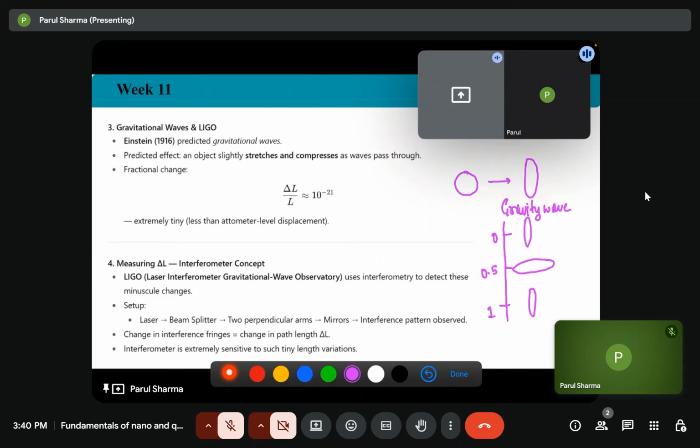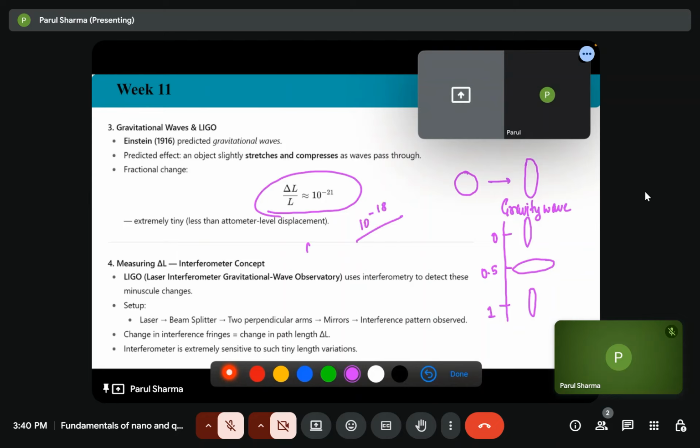So that delta L by L is of the order of 10 raised to power minus 21 nanometer, that is less than the attometer. Attometer is of the order of 10 raised to power minus 18. It is even lesser than that.